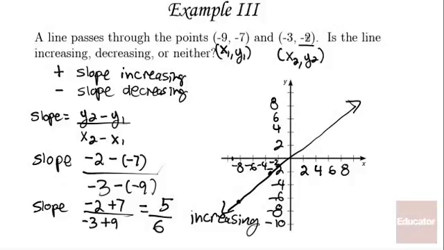So what I did is I saw that I had 2 coordinate pairs, and I used those to determine the slope, which I found to be 5/6, and that positive slope told me that this line is increasing.